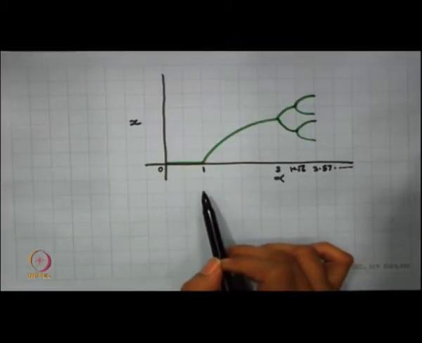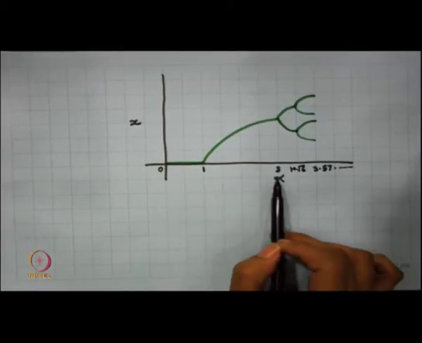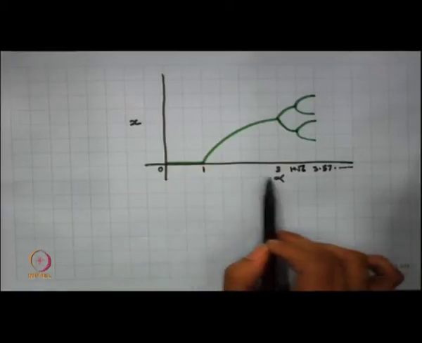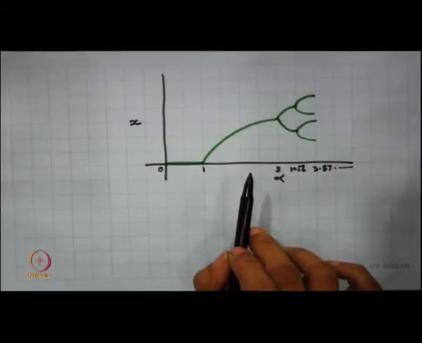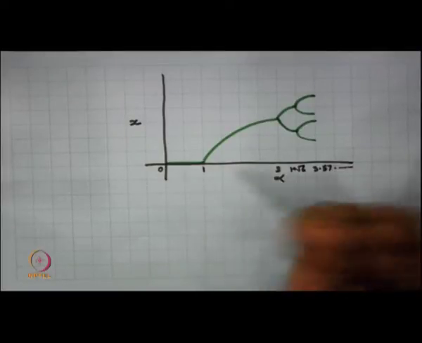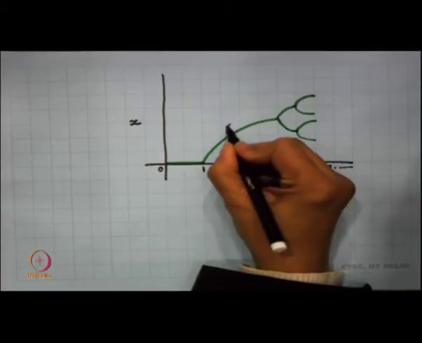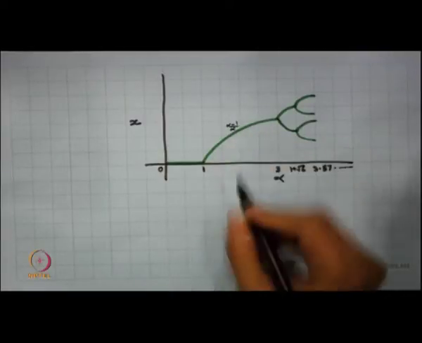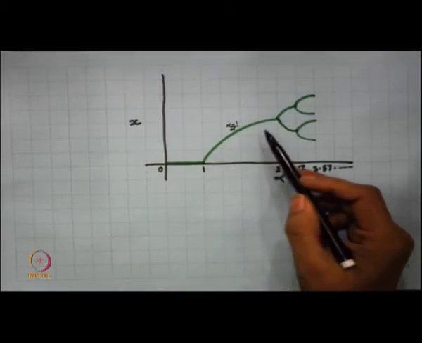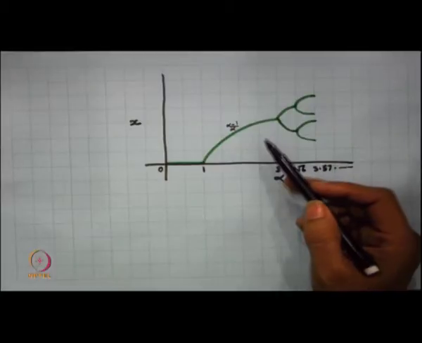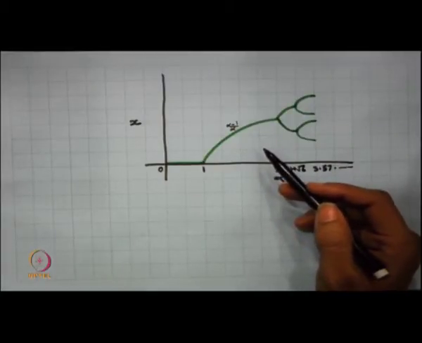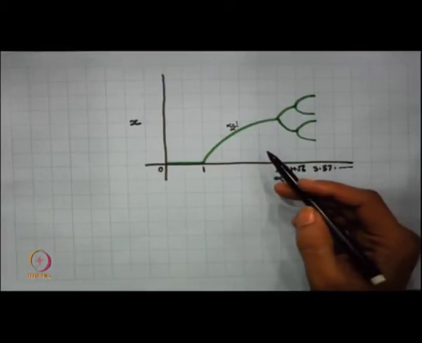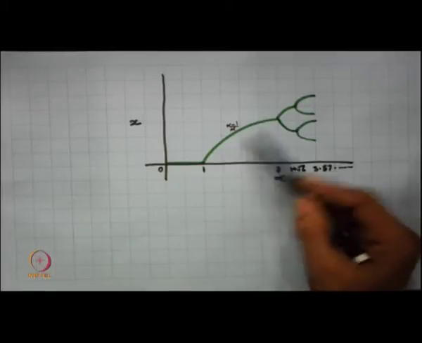What happens when your alpha varies from 1 to 3? As alpha varies from 1 to 3, you find that there is only one fixed point which is attracting, and that fixed point is alpha minus 1 by alpha. So, alpha minus 1 by alpha is the only fixed point which is attracting. So, at infinity you can see only this fixed point, because all other orbits would have collapsed to this fixed point.